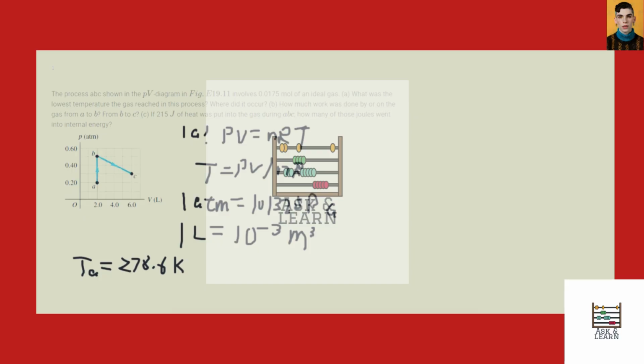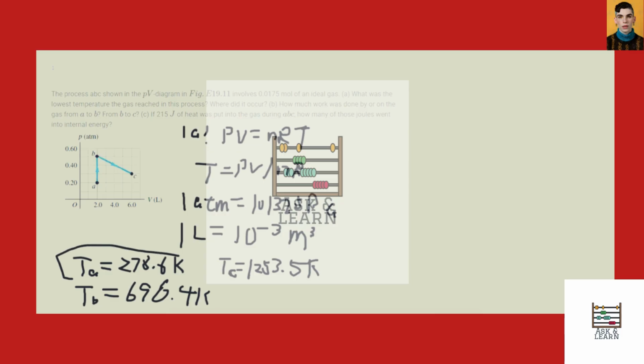The result you obtain from this formula directly has the unit Kelvin. Okay. The Kelvin is a standard unit. TB is calculated to be 696.4 Kelvin. TC is 1253.5 Kelvin. So clearly TA is the lowest. Okay, so this is part A.